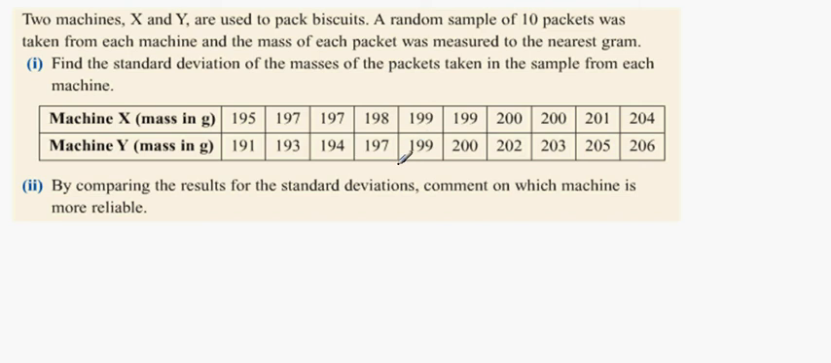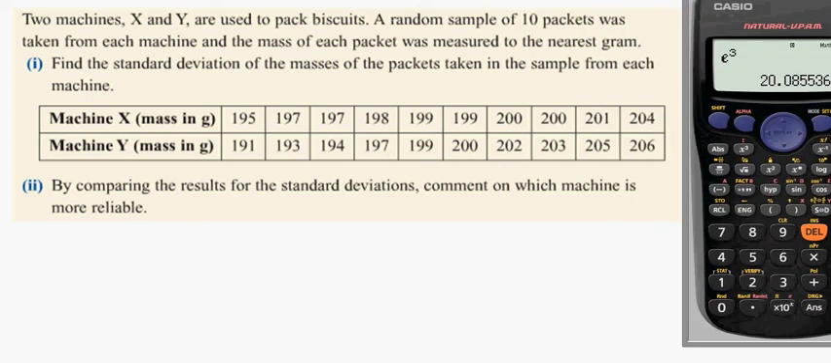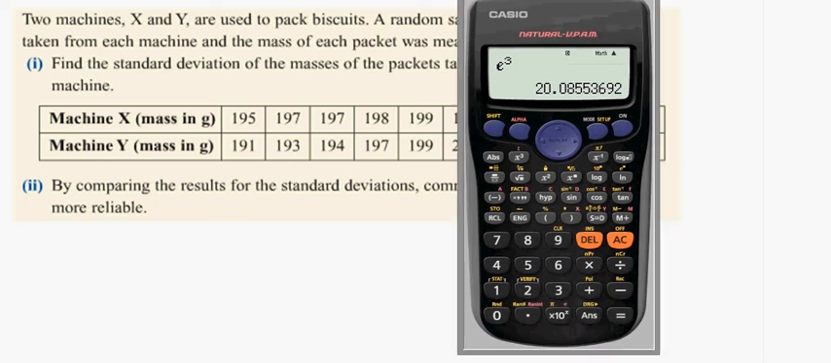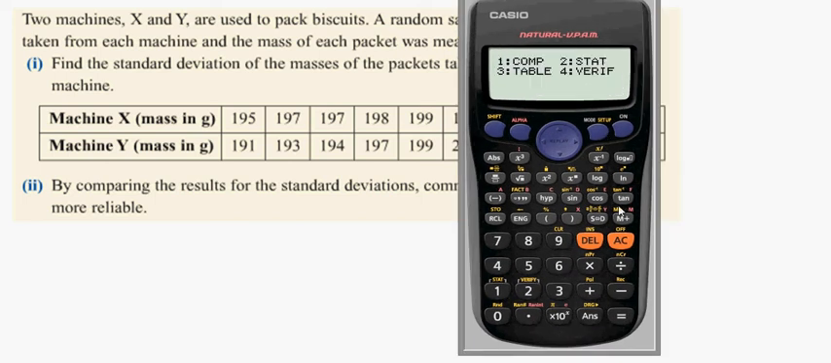Two machines X and Y are used to pack biscuits. A random sample of 10 packets was taken, and from each machine the mass of each packet was measured to the nearest gram. Find the standard deviation of the masses of the packets taken in the sample from each machine. Okay, so look, I'm going to get the standard deviation of two different sets of data this time. Okay, so what I'm going to do is I'm going to go to mode, and what I can do is I'll just do them one at a time actually.